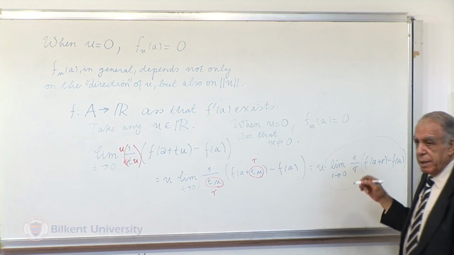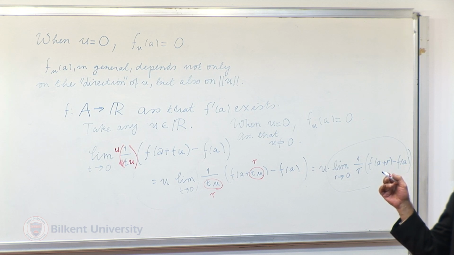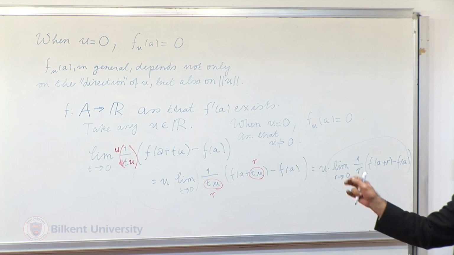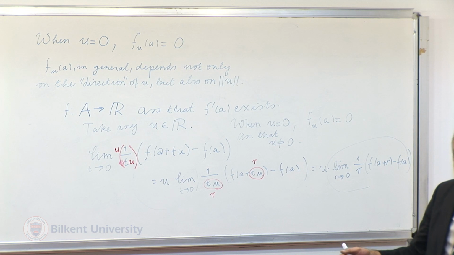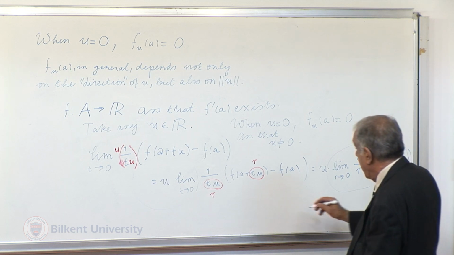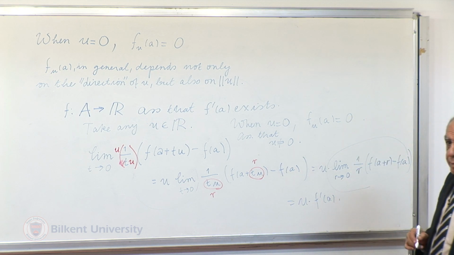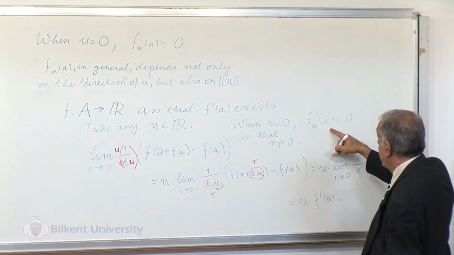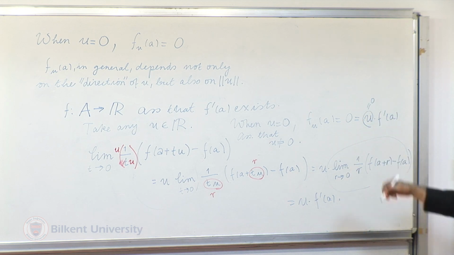But what's this? This is nothing but f prime a. Well, just take a plus r as x, f of x minus f of a, then r becomes x minus a, r tending to 0 and x tending to a, well, they're the same. So this is equal to u times f prime a. But here again, this is u times f prime a, since u is equal to 0 in this case.